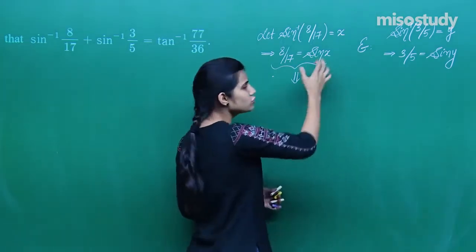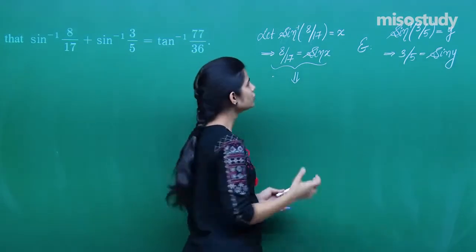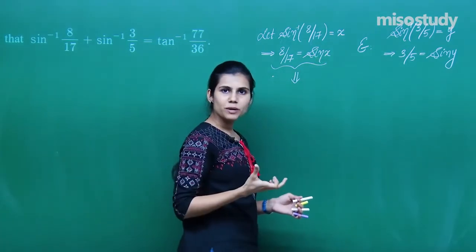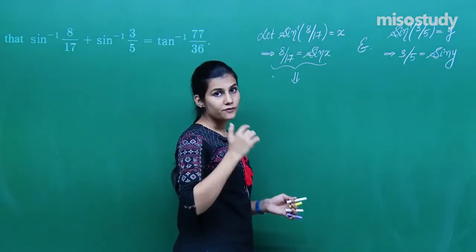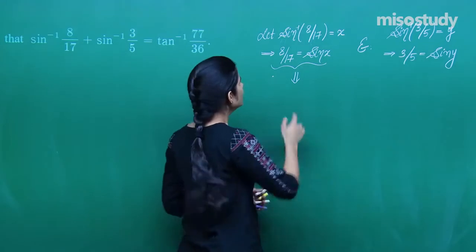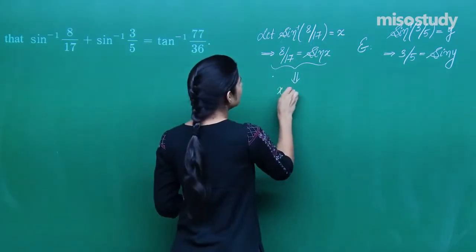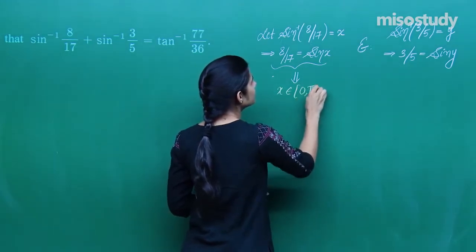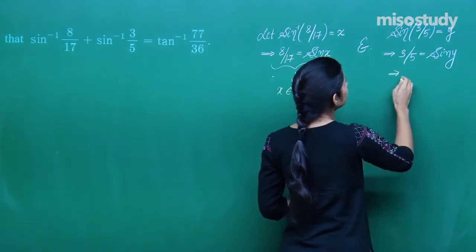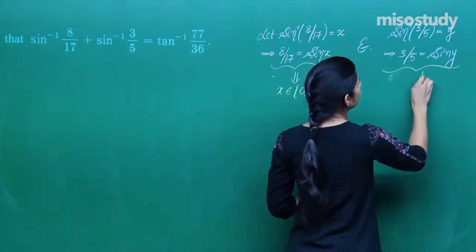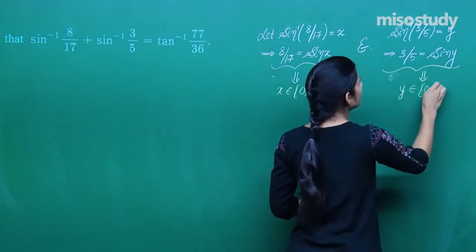Fine. And x is allowed to be in the principal domain, or what we call the principal value branch. So x is supposed to be in minus pi by 2, pi by 2. You know that from minus pi by 2 to 0, sine is negative, and from 0 to pi by 2 it is positive. So if sin x is coming out to be a positive value, that means x belongs to the interval 0 comma pi by 2. Similarly, if sin of y is coming out to be a positive value, this implies that y also belongs to 0 comma pi by 2.